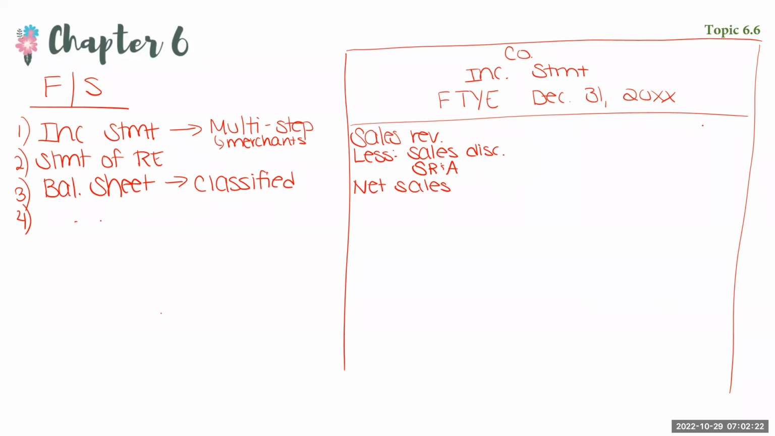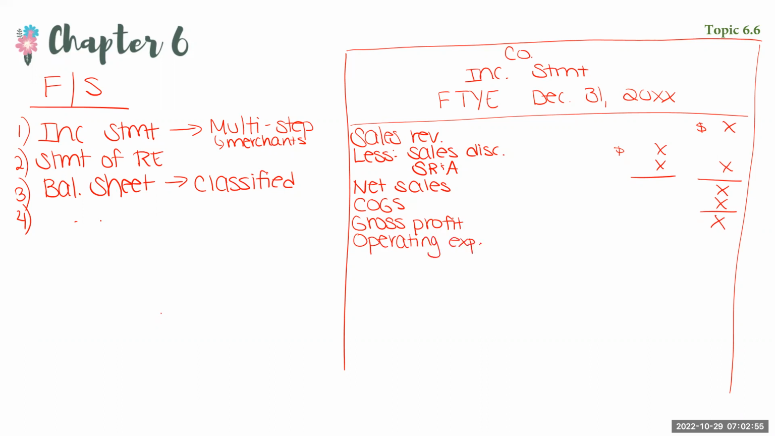Okay, don't worry, we'll work through and we'll put some numbers to this eventually in an example, but just now so you can get the formats. You subtract from net sales another new account called cost of goods sold. That gives you what's called gross profit, the company's gross profit.